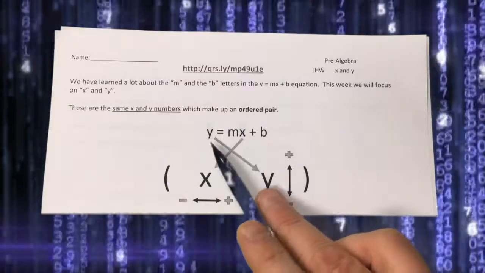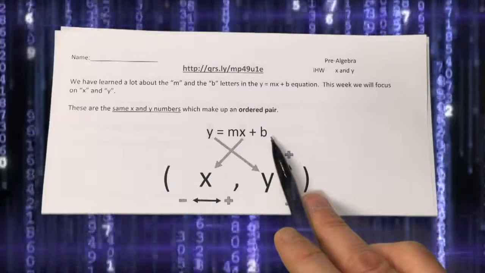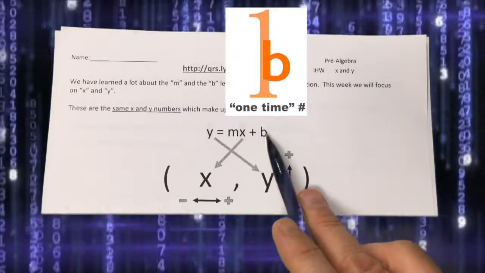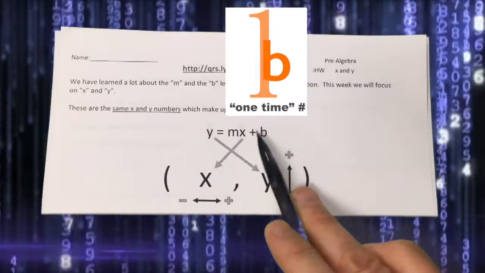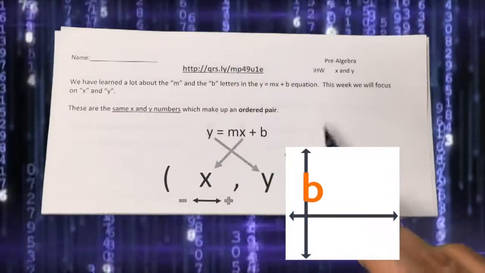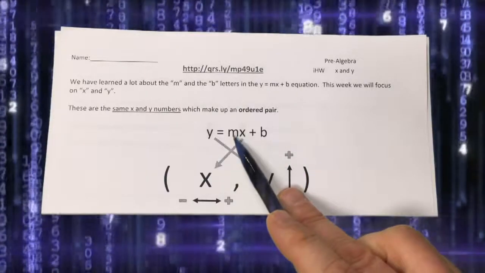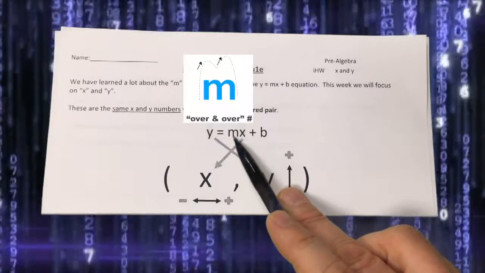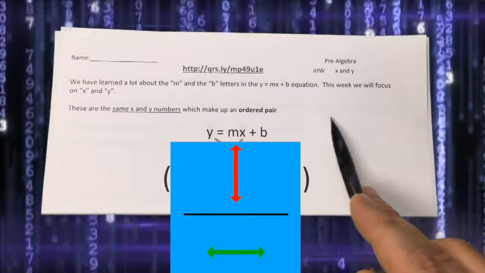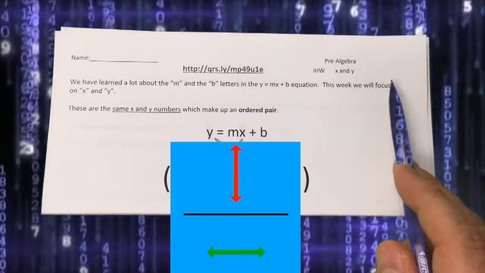Okay, so we've been studying this equation for a few weeks now. We've been talking about the m and the b. We've learned that the b is the one-time number. It's also called the y-intercept. It's where you start on the y-axis when you're graphing a line. We call the m the over and over number, and it tells us how many to rise and how many to run when we're graphing a line.